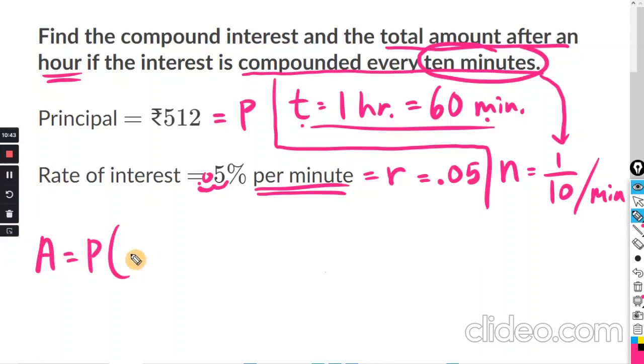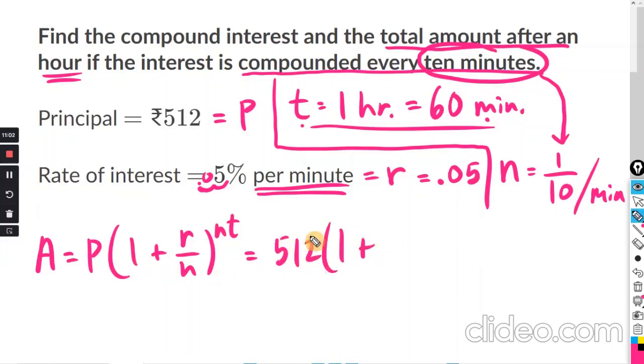All right, so now we can do the formula. A equals P times 1 plus R over N to the power of N times T. All right, so P is the initial amount, that's 512. And that's times 1 plus the interest rate of 0.05. And that is divided by N, which is 1/10. And that is to the power of N times T, so 1/10 times 60.